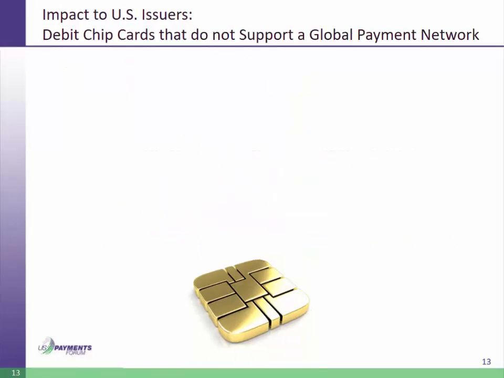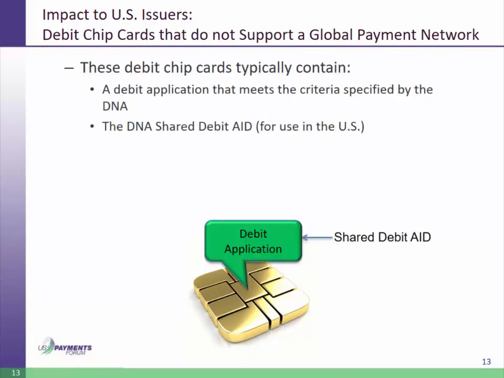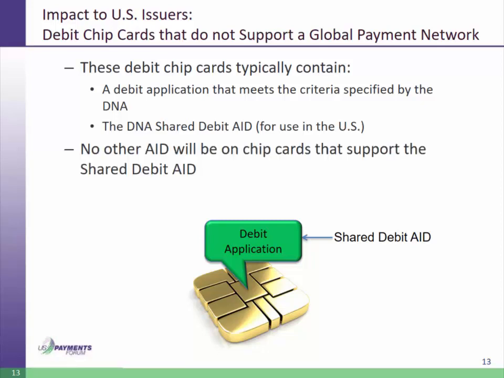A U.S.-issued card that does not support a global payment network can license the shared debit AID from the DNA for their debit network branded cards. This AID can be used with any debit application that meets the criteria specified by the DNA. At this time, no other AID will be on cards that support the shared debit AID from the DNA.